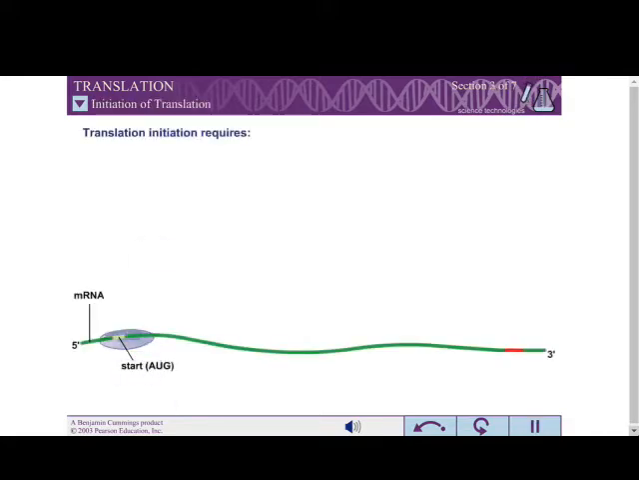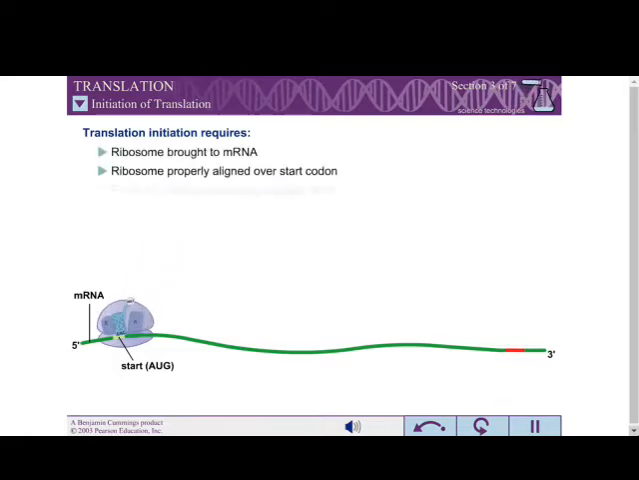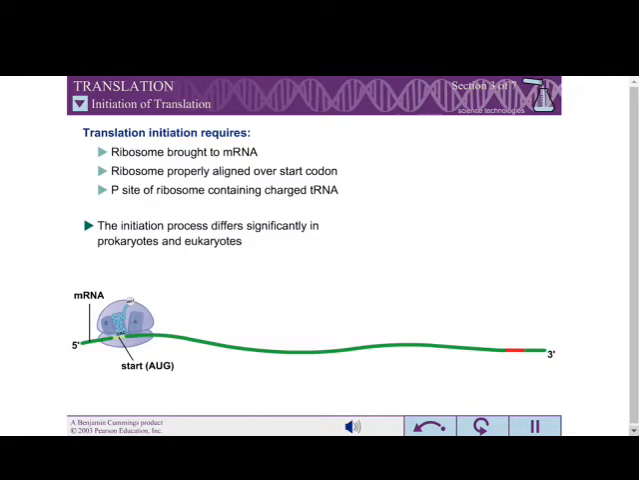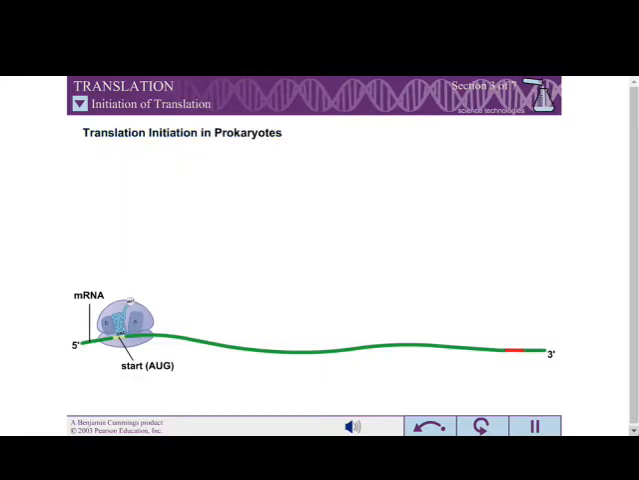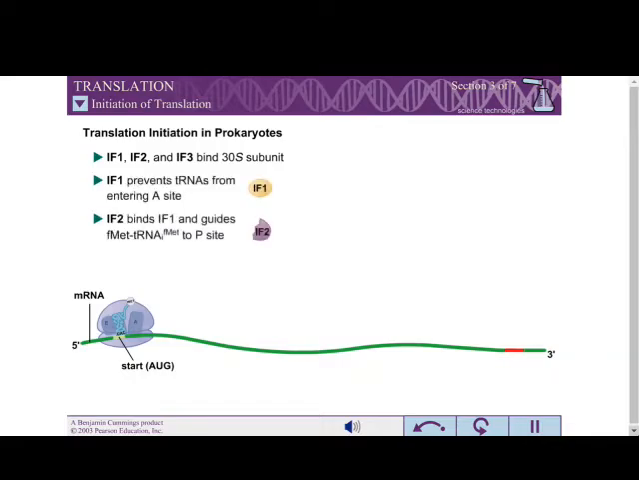For translation to begin, the ribosome needs to be seated properly over the start codon of the mRNA, with a charged tRNA in the P site. This process of initiation, which differs significantly in prokaryotes and eukaryotes, is aided by a number of translation initiation factors. First, we will describe prokaryotic translation initiation, which requires 3 initiation factors: IF1, IF2, and IF3. Each binds the 30S small ribosomal subunit.